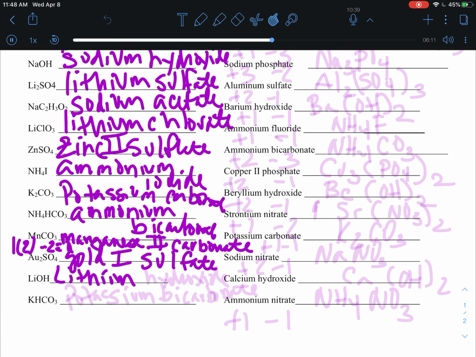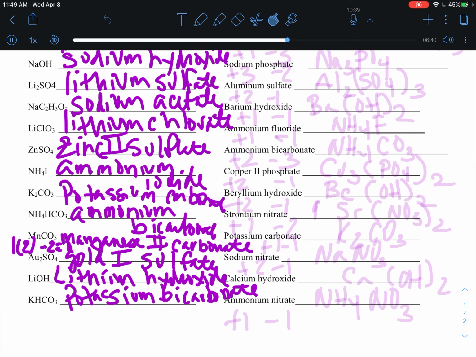Lithium hydroxide. And then potassium bicarbonate. I apologize if my writing is hard to read. You guys have terrible handwriting. Okay, so just naming, right? Let's go back up to the top and let's do the formulas.